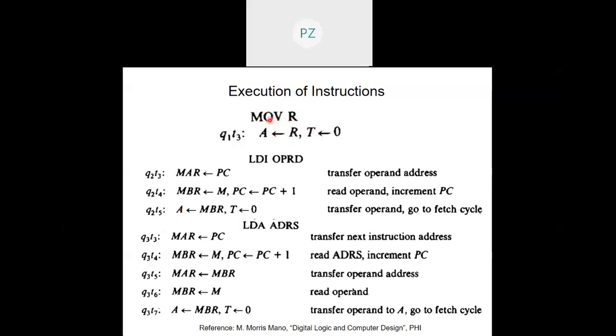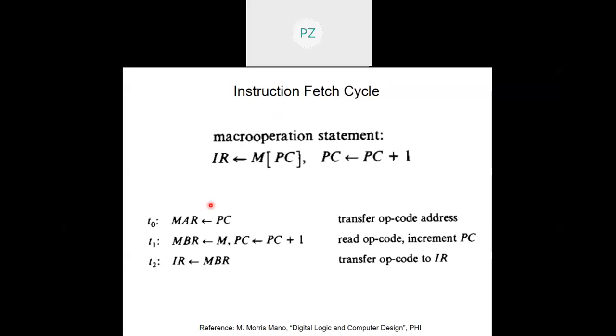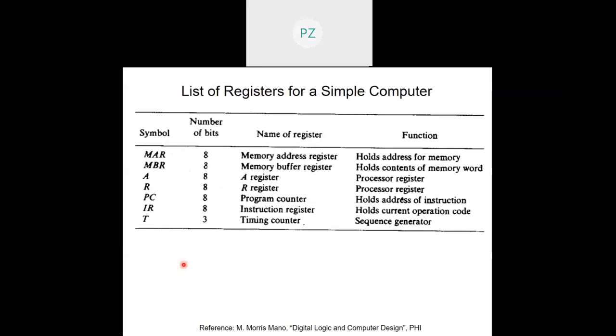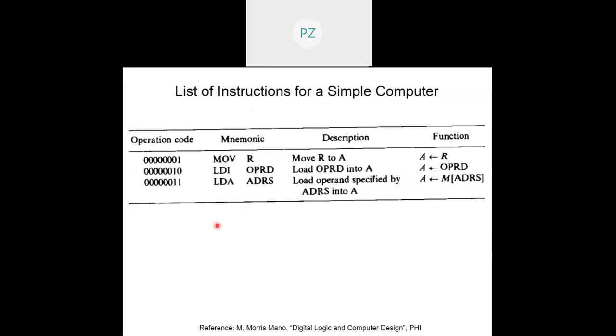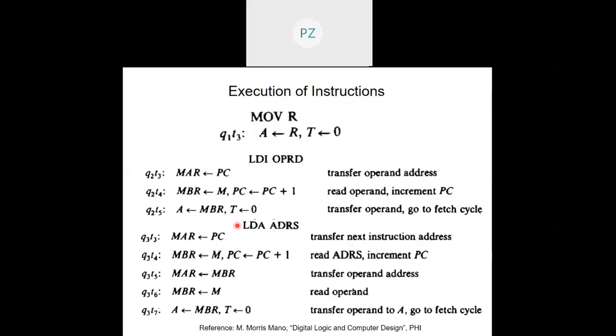In fact, after the opcode fetch has been done and the instruction register has been decoded, remember this was the block. Now this will raise any one of these signals. So if the IR contains 00000001, then Q1 will be raised high and all the others will be 0. That is why, corresponding to this, I'm saying Q1 T3.